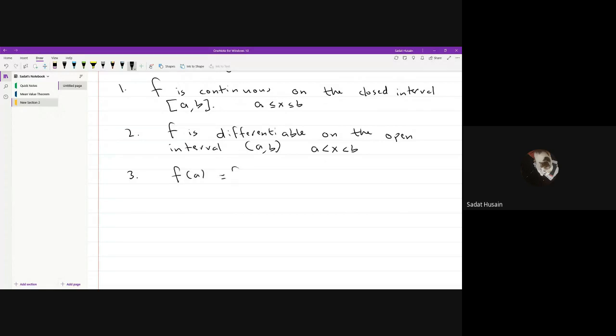And the third condition is f of a. Actually, this third condition is the most important condition. f of a equals f of b. That means the value of the function at the start of the interval is the same as at the end, do you understand? If these three conditions are satisfied, then f prime c must be equal to 0 for some c in this open interval (a, b).